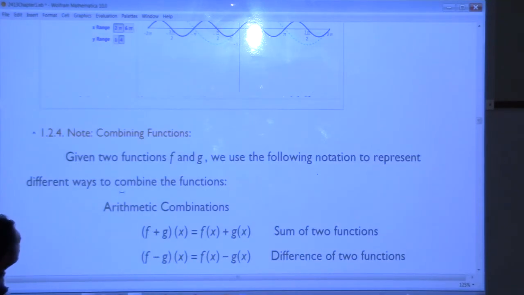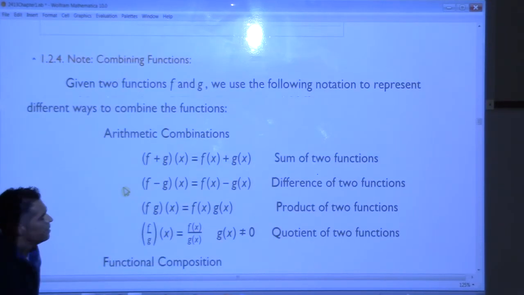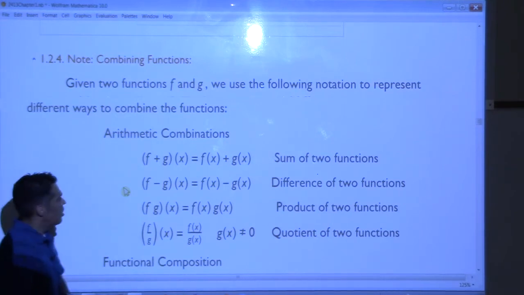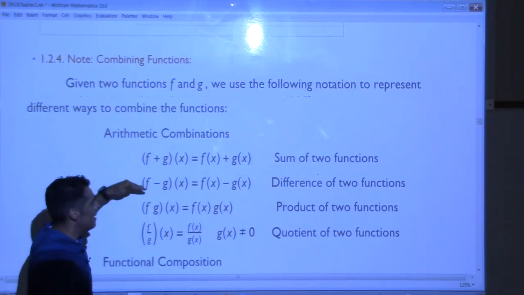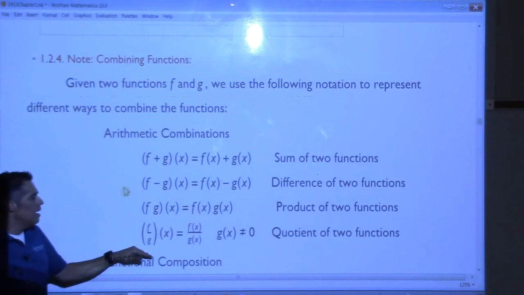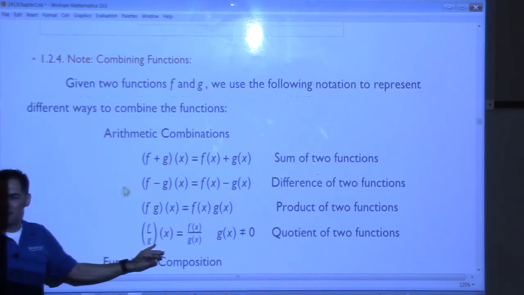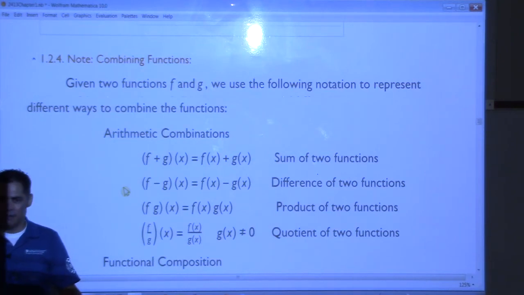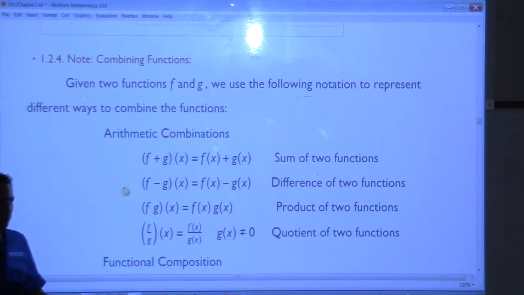Okay? All right, combining functions. So when you learn about functions, you're first taught the 4 arithmetic operations. And everyone's very comfortable with these because when you're in grade school and you're learning arithmetic, they teach you the 4 basic arithmetic operations, right?